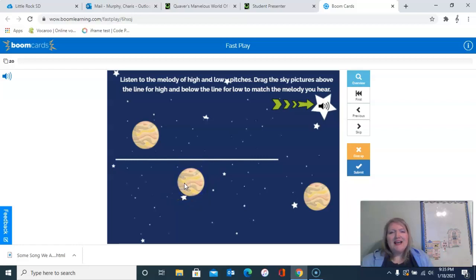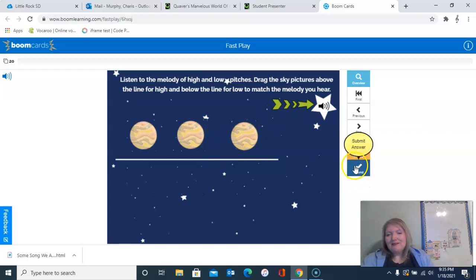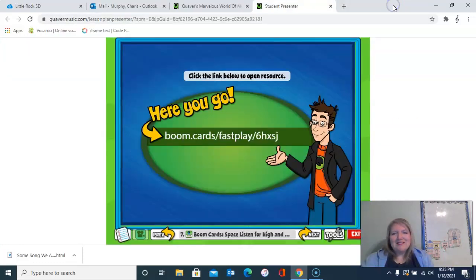And she's going to sing it. She might sing high, low, high, and so you'd have to make the planets go high, low, high. Or maybe she sings low, high, high. Then you're going to do low, high, high. You're going to make the planets look like what she's singing. Or what if she sings high, high, high? Then all of them have to be high, high, high. That's a fun game. After you listen to her and put them in the right order, you just click submit and it'll go ding if you got it correct. If you got it wrong, it'll go whoops and you get to go back and try it again. That'll be good practice for you listening to high and low.